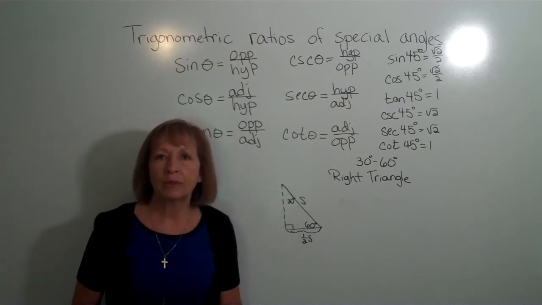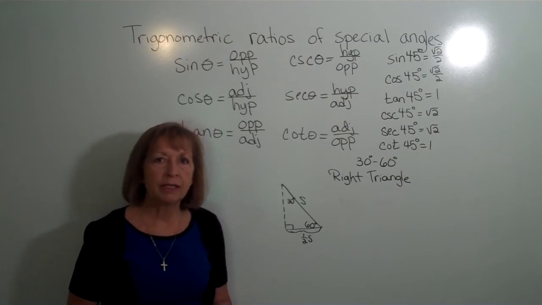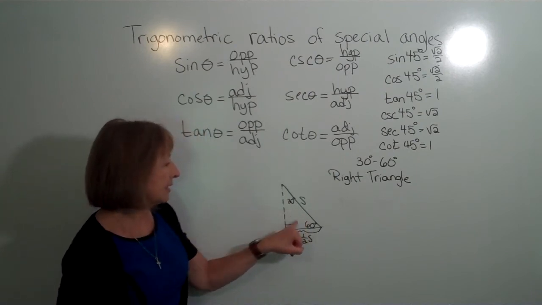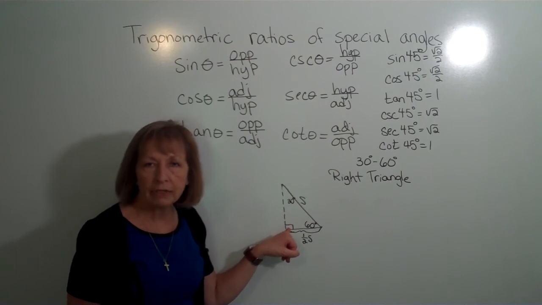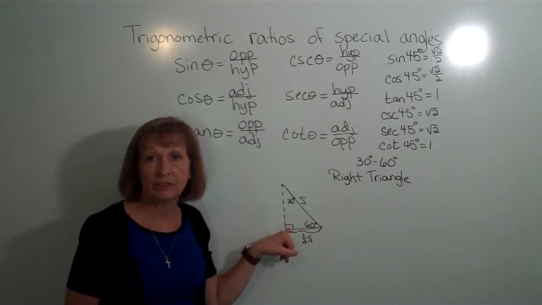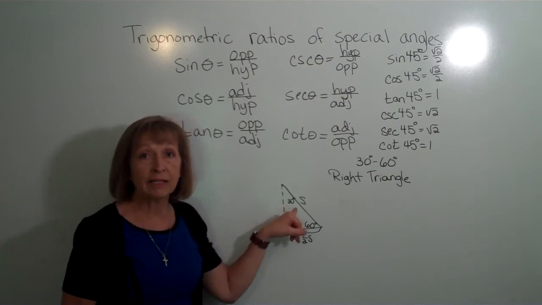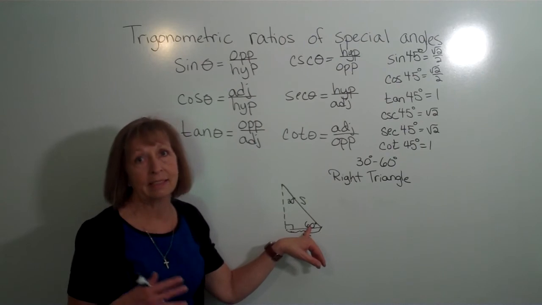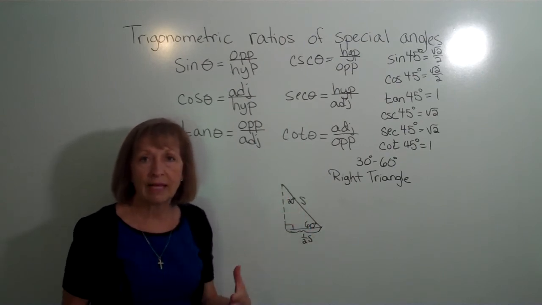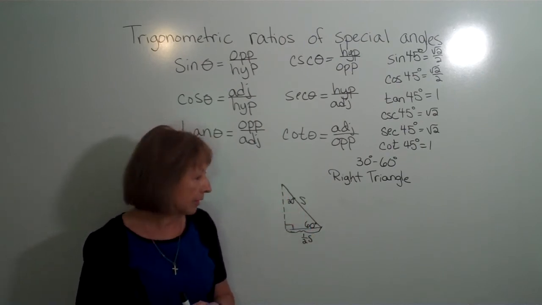So here again are relationships that you learned in geometry. When you have a 30-60 right triangle, again 180 degrees total, 180 subtract the 90 for the right angle leaves you 90 more. So if one of the angles is 30, 90 minus 30 is 60. If one of the angles is 60, 90 minus 60 is 30. So that's how you get that 30-60 part.